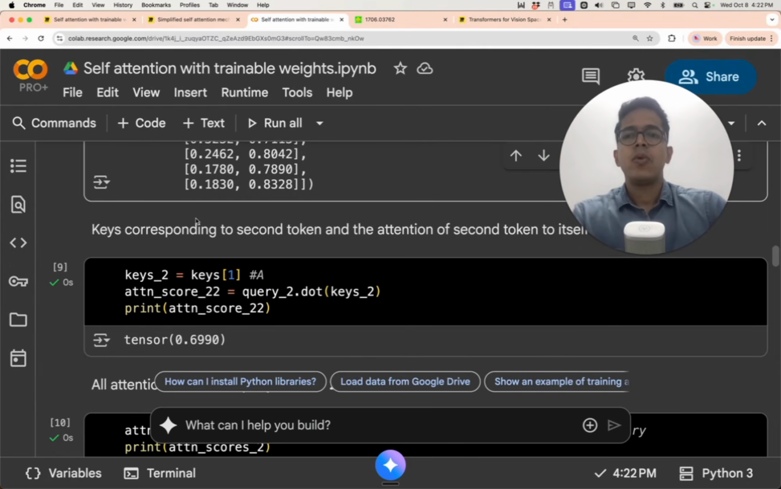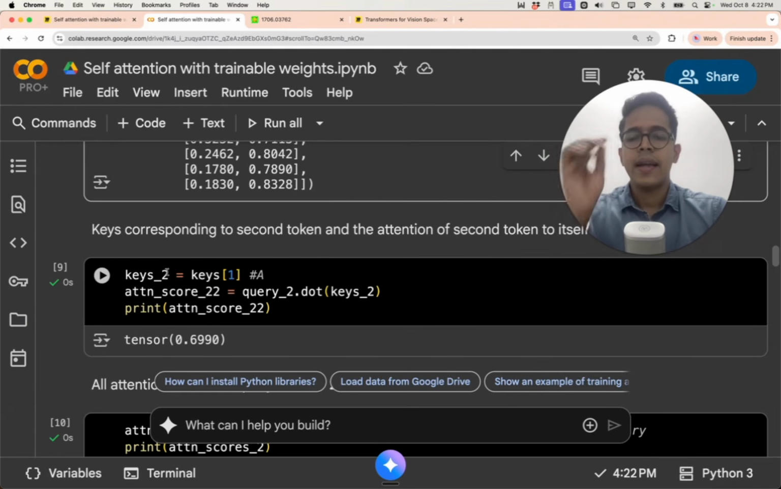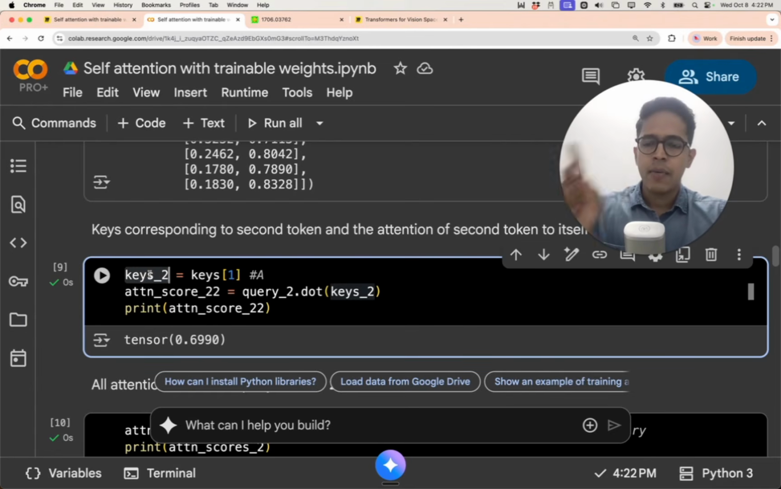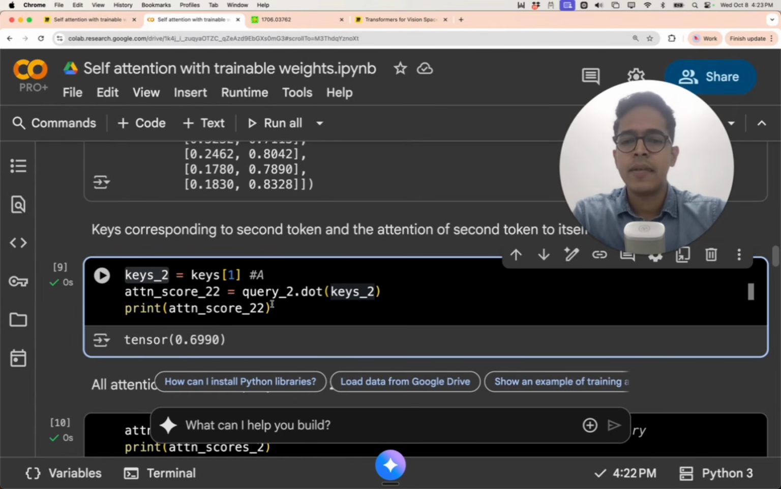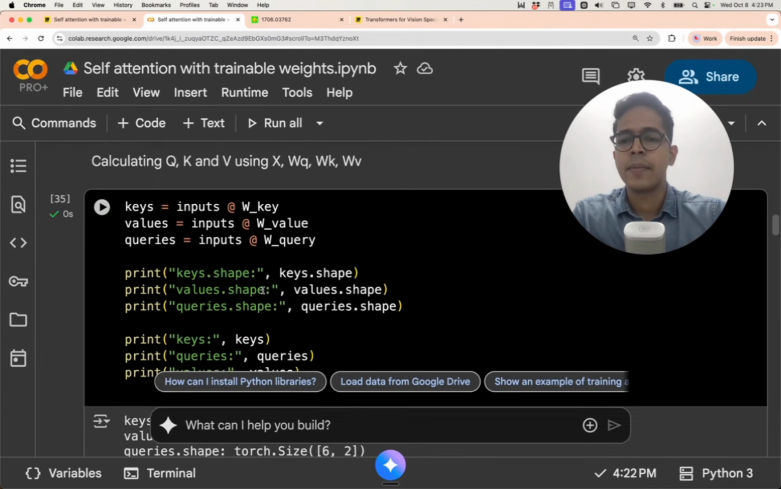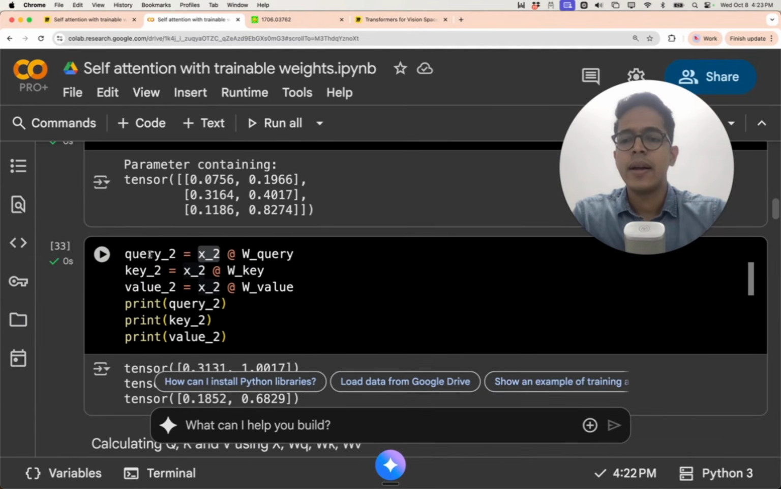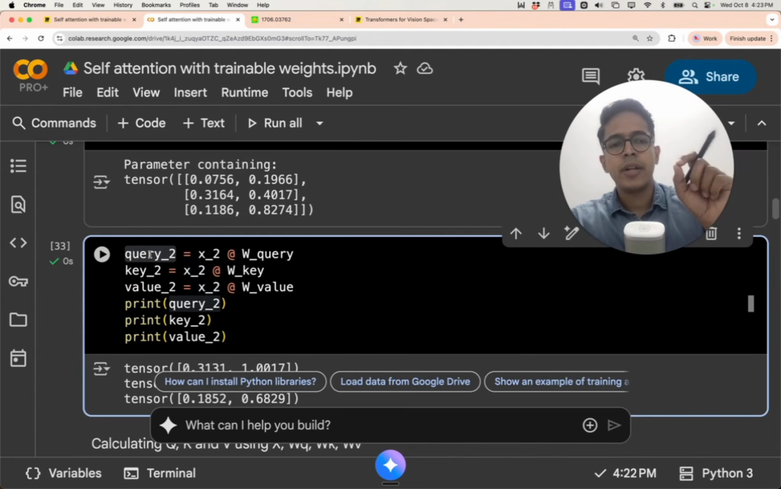Now please remember, what is the attention score? Attention score is nothing but dot product between query and key, right? So if we take one particular query and one particular key, the particular query that we are taking here is query underscore 2. Query underscore 2 is this guy. Query underscore 2 is query corresponding to the input word big.